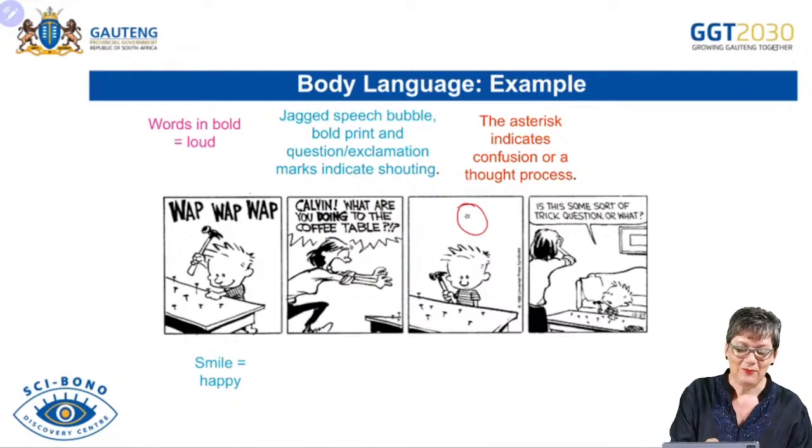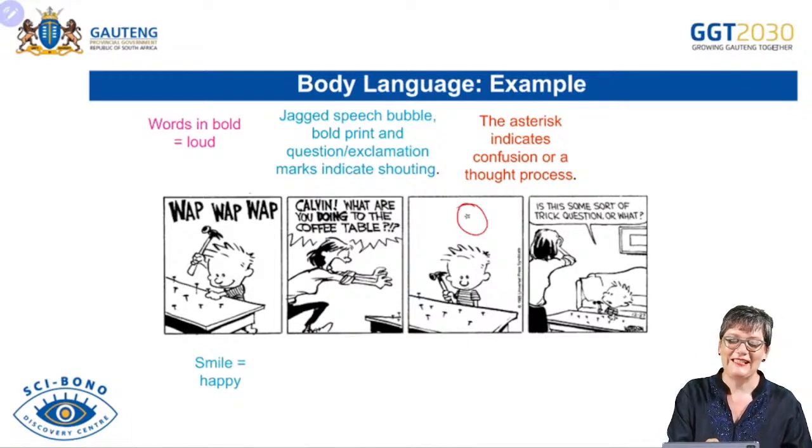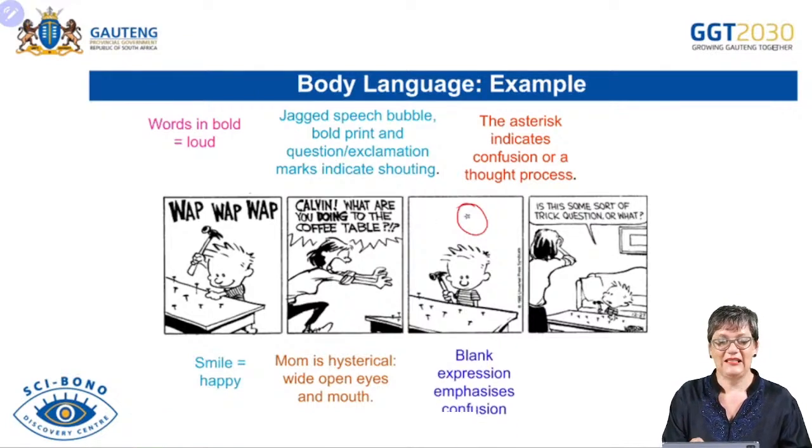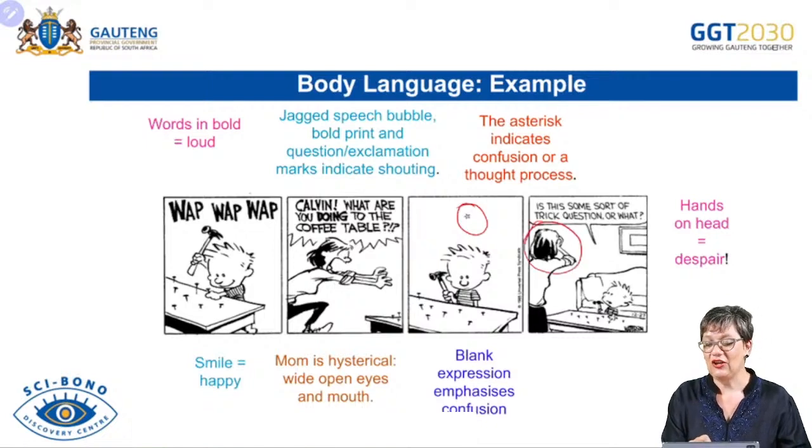So in the first one, let's look at his facial expression. He's happy, he's smiling. Mom is hysterical. Can you see the difference, the contrast? Wide open eyes, wide open mouth. She's running forward. There's nothing. Blank expression, obviously confusion. And poor mom, look at her here in the last frame. Her hands on her head, she's despaired.